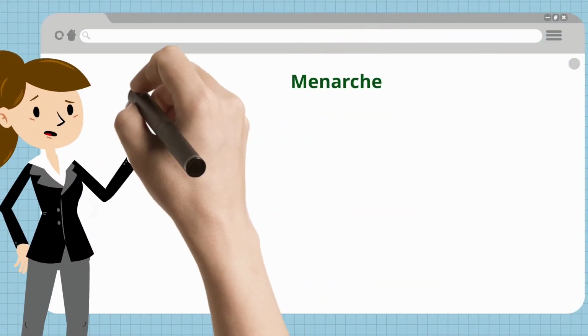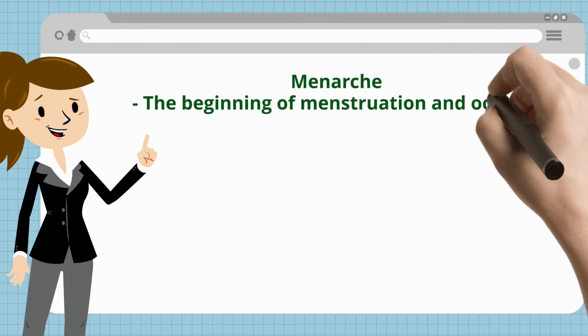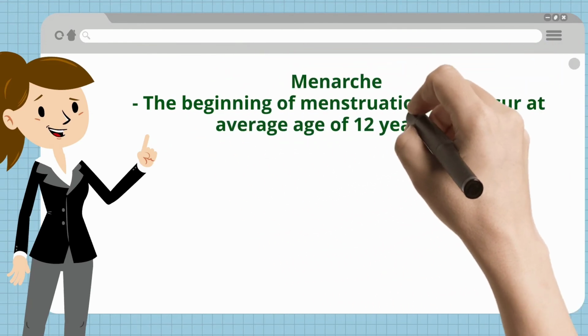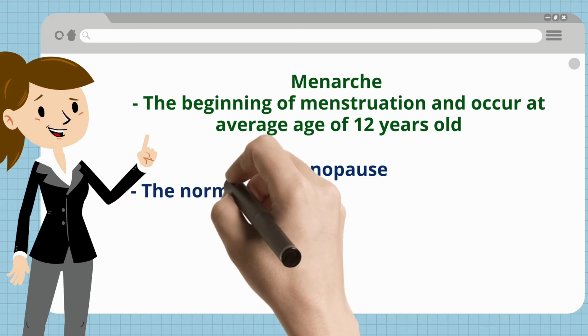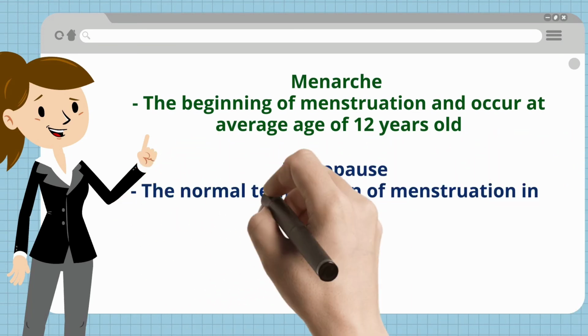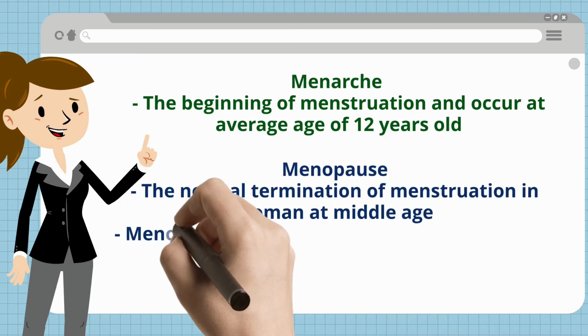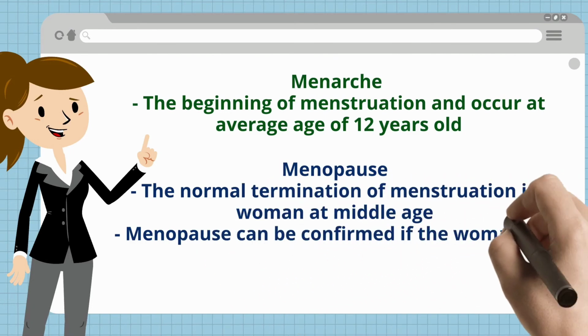Menarche is the beginning of menstruation and occurs at the average age of 12 years old. Menopause is the normal termination of menstruation in women at middle age. Menopause is considered to be confirmed when a woman has gone 1 year without having a period.